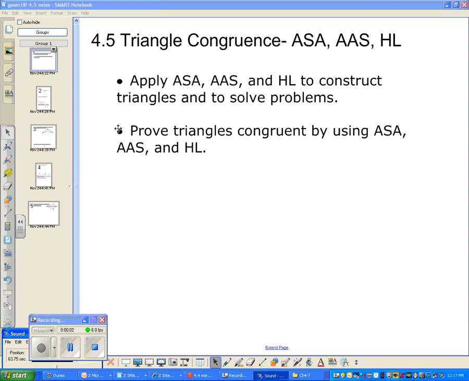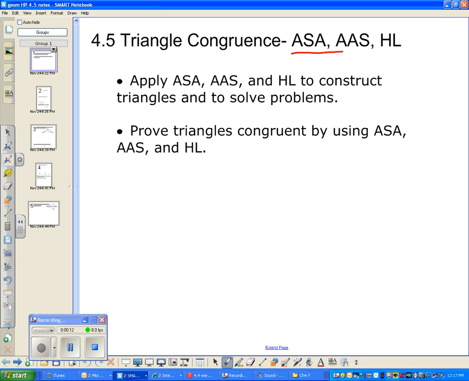Okay, today we're going to talk about 3 more shortcuts for proving triangles are congruent. And those 3 shortcuts are ASA, AAS, and HL. So again, we'll be talking about these shortcuts and we'll do the proofs in class. And just to reiterate, the 2 shortcuts that you should be pretty familiar with are SSS and SAS. We've already talked about those.